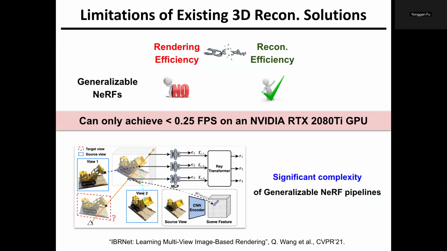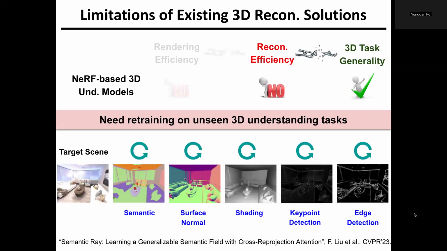Existing generalizable NeRFs can be pre-trained once and then generalized to new things by taking source views from new things as NeRF inputs. This enhances reconstruction efficiency, while such pipelines often feature high complexity and can only be rendered with no more than 0.25 FPS on an NVIDIA RTX 2080 Ti GPU, resulting in poor rendering efficiency. And if we want to extend these 3D pipelines to more 3D tasks, we need to retrain them for each unseen task, which will further degrade the reconstruction efficiency.